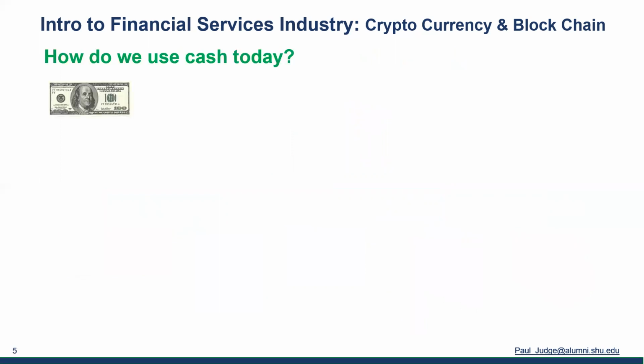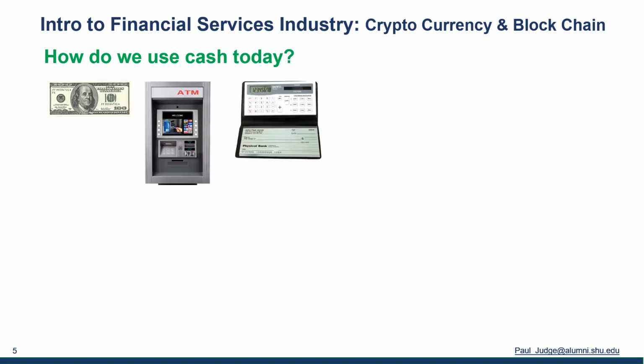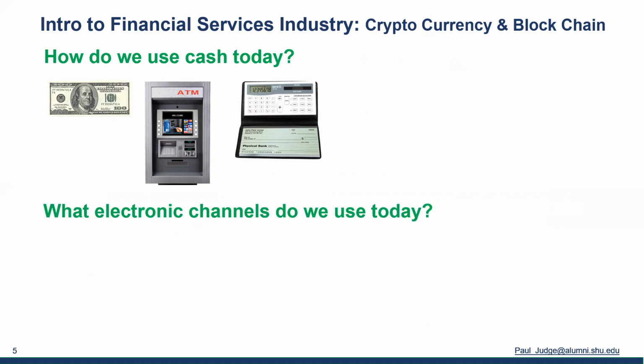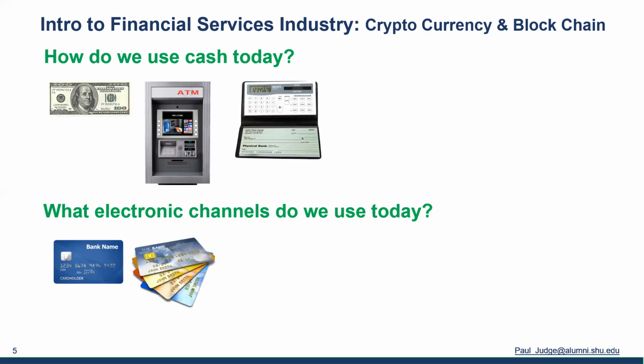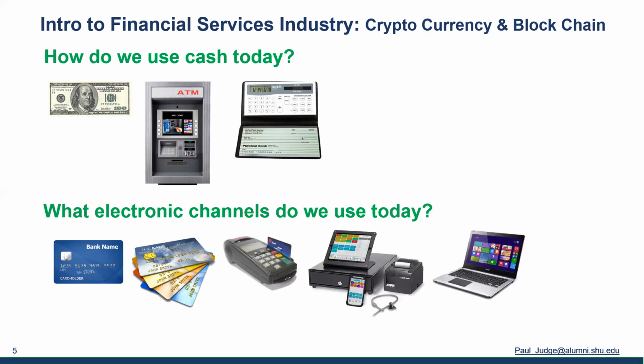And how do we use it? We use actual physical cash that we can get from an ATM machine, or maybe we write a check. Less and less are we using physically handwritten checks. As a matter of fact, my sons are in their 20s and 30s, and I don't think they've ever written a check in their lives. What has replaced it are electronic channels: credit cards, ATM cards, debit cards, for doing electronic transactions, point of sale transactions, maybe buying things on your laptop. You want to go to Amazon or eBay or some other website and purchase something. Or maybe you use your phone for the purchase, with Apple Pay or something else.